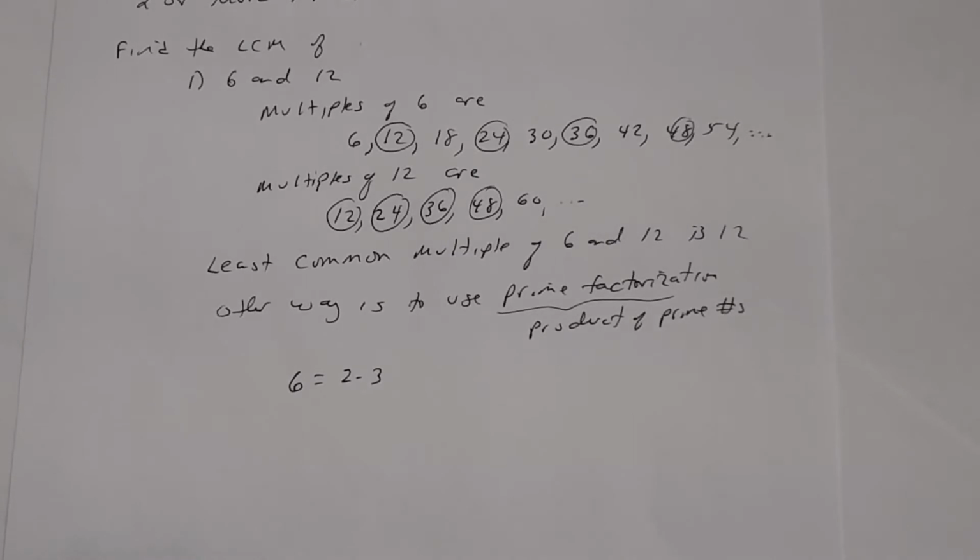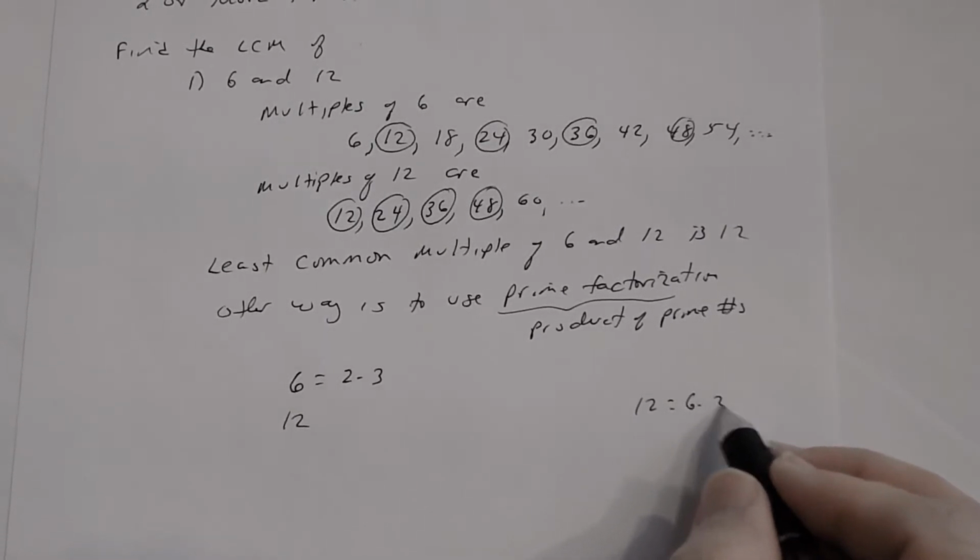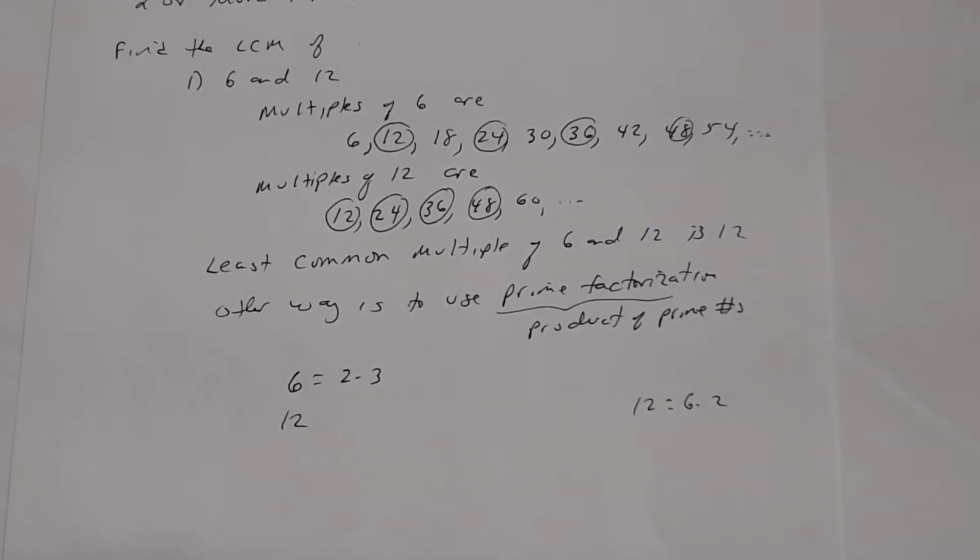Okay? The prime factorization for 12, some of you are going to say, is 6 times 2. Nope, it's not. Why not? Why is the prime factorization of 12 not 6 times 2? Well, because 6 is not a prime number. That's why. 6 is a composite number. 2 is prime, but 6 is not.